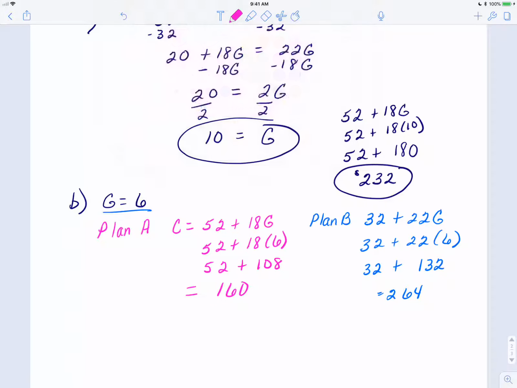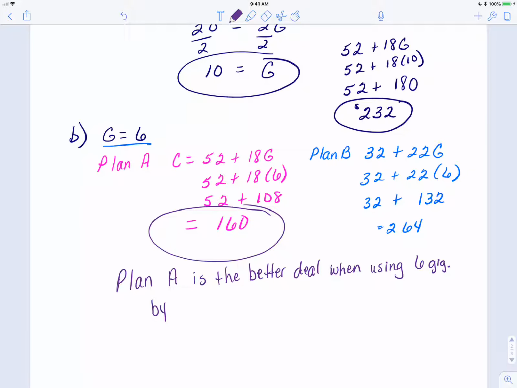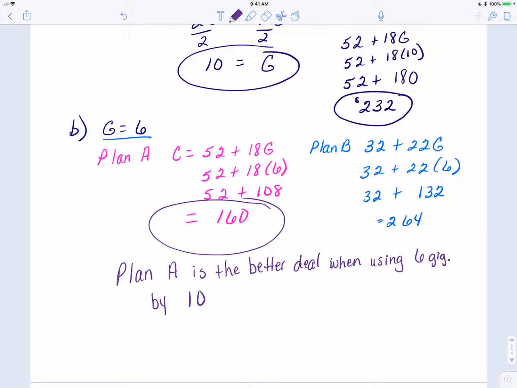Which bill would you rather pay? Well, we'd rather pay the cheaper one, right? So plan A is the better deal when using 6 gigabytes. And it's better by how much? Well, we just subtract the two. 264 minus 160. That is $104. The difference.